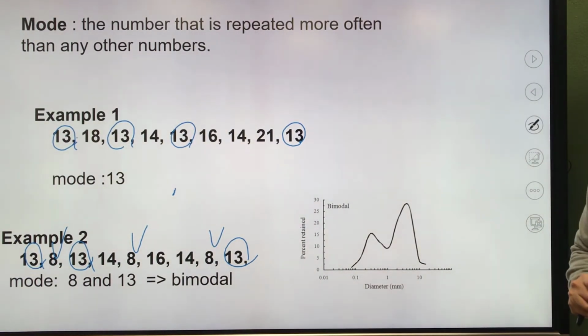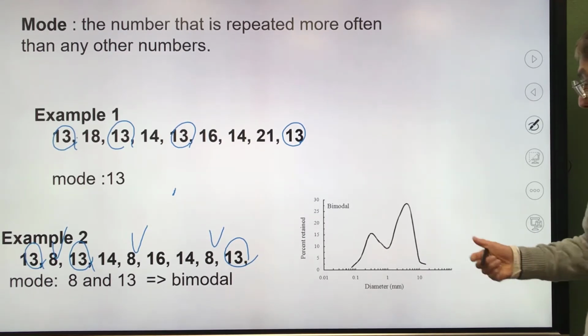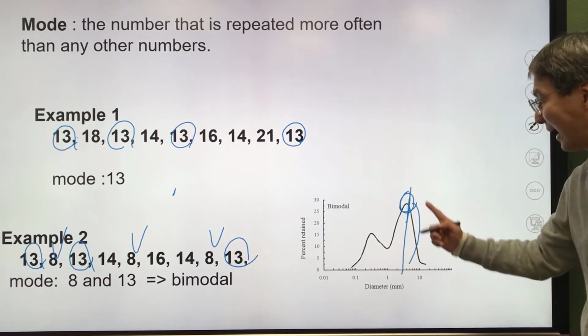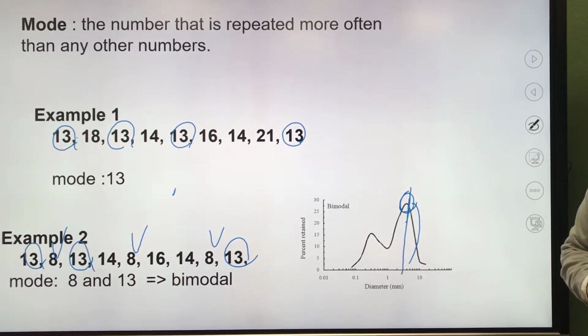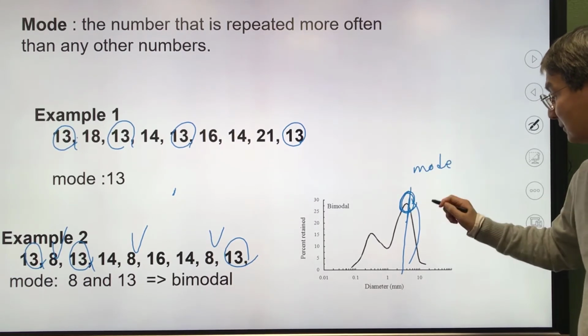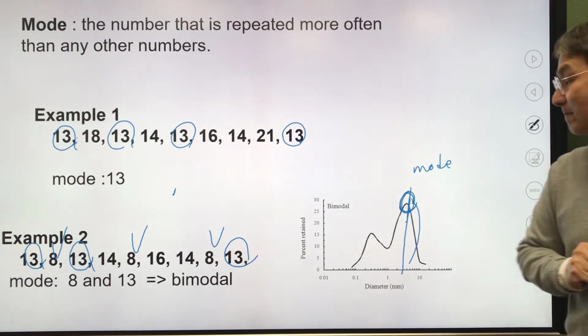How about this graph? Which one is the mode? The mode is the data point that is most frequently occurring. The height or y value represents frequency. Therefore, this is the mode. So this is the mode globally.